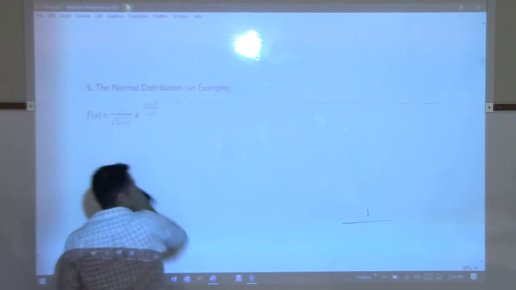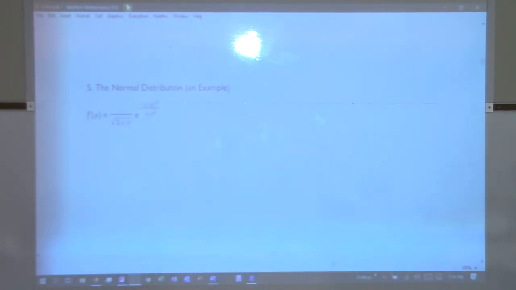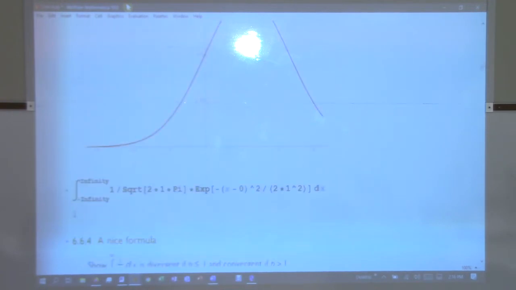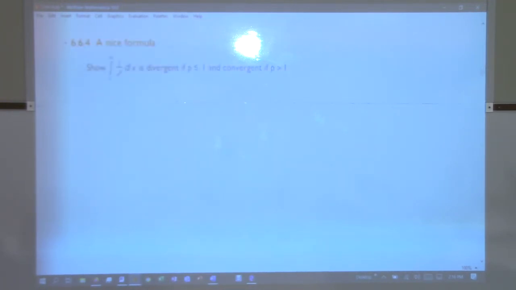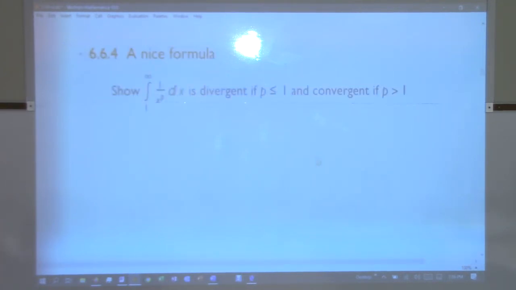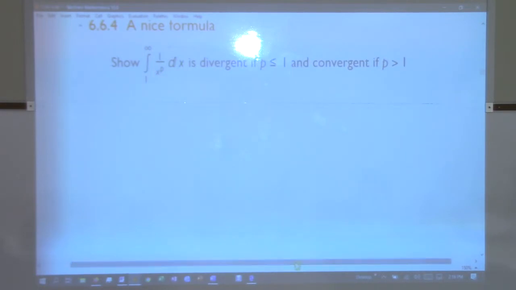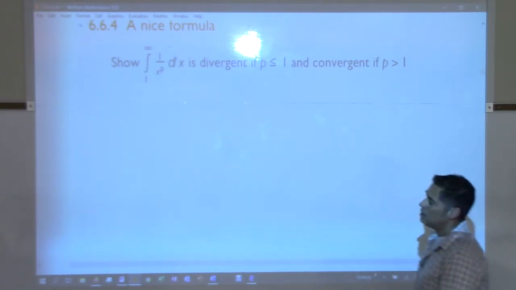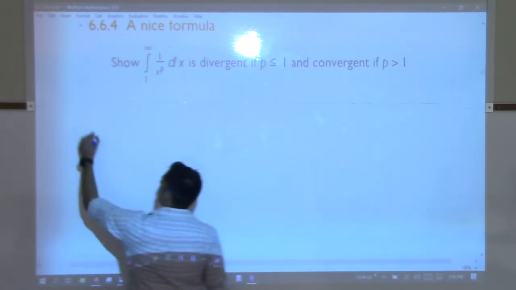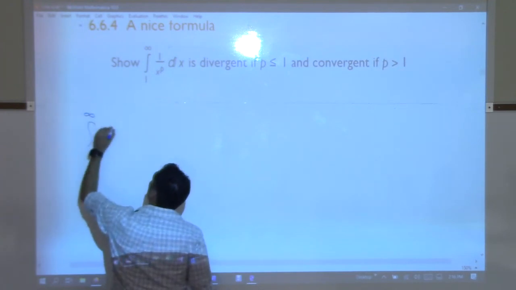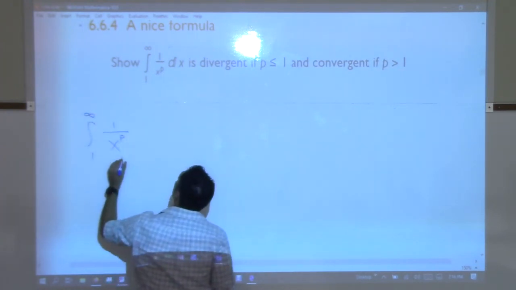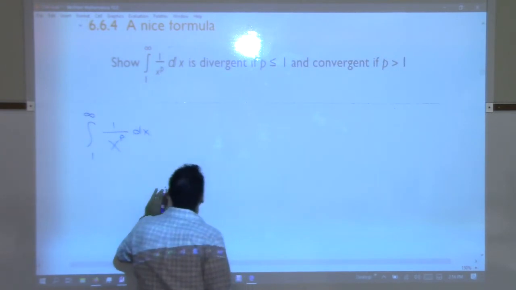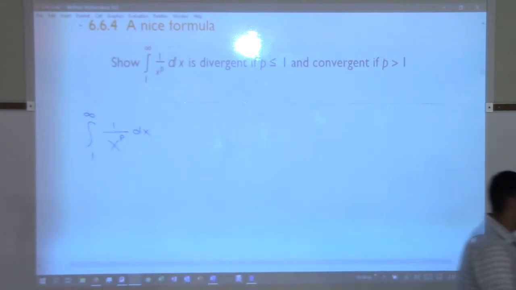Alrighty, we're moving on. We're still in type 1. There's one last example here. All right, this will show up later. This will show up again in chapter 8. All right, this says, show that the integral from 1 to infinity of 1 over x to the p dx is divergent if p is less than or equal to 1 and convergent if p is greater than 1.